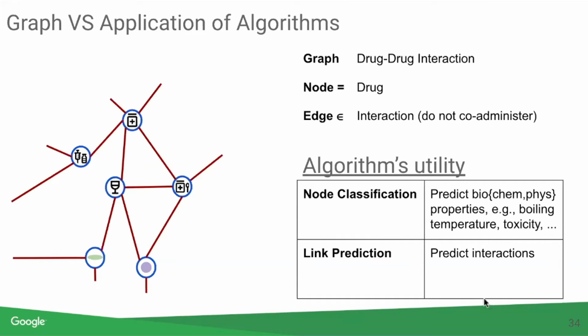And if you're doing link prediction, you're trying to predict these interactions. Which drugs should we not co-administer together? Of course, when you have a graph neural network predicting something like sensitive chemical attributes, usually it's better to test them in the lab before you commit to these interactions.